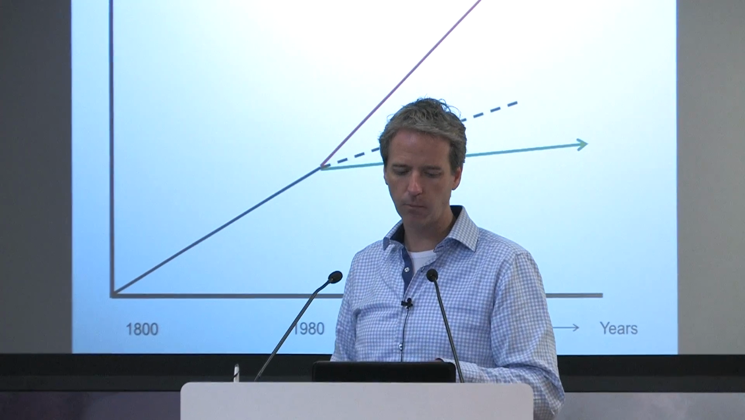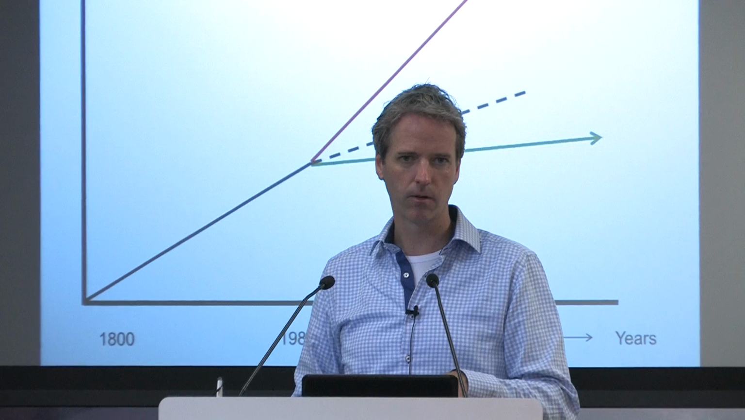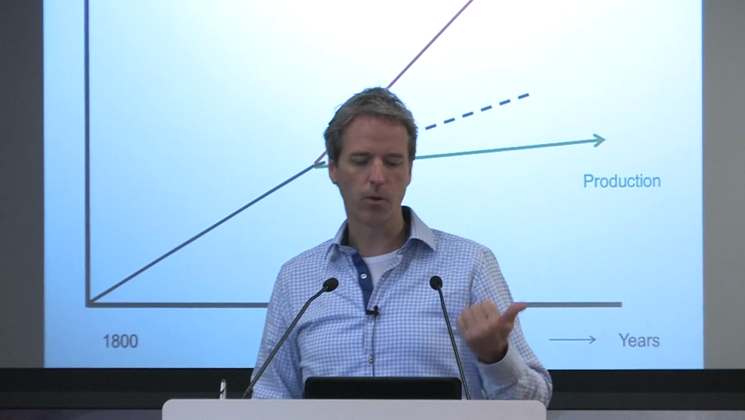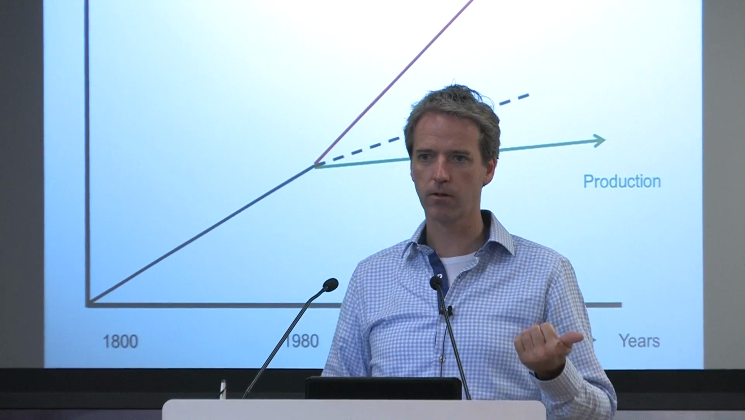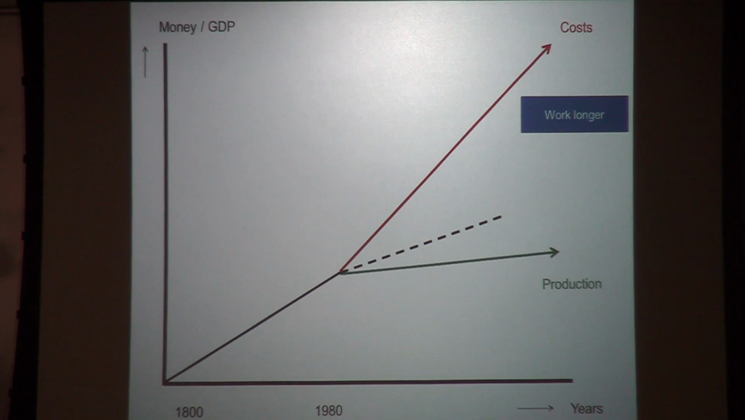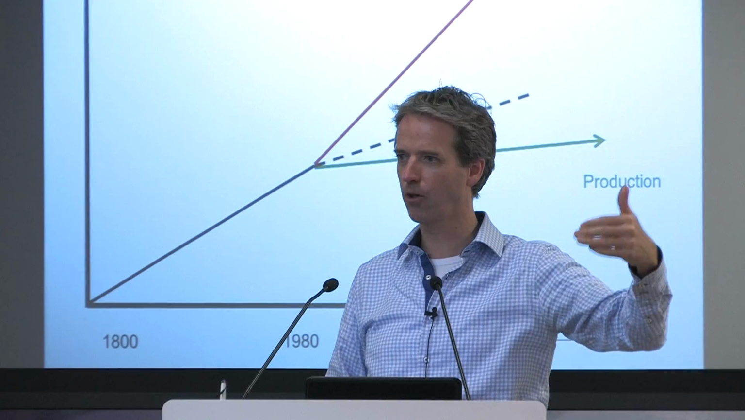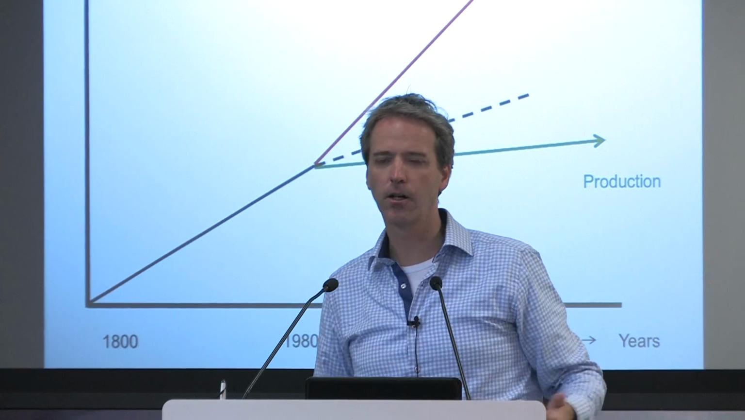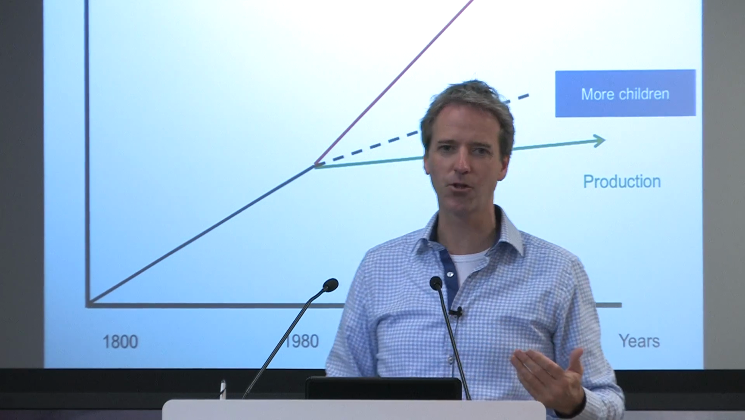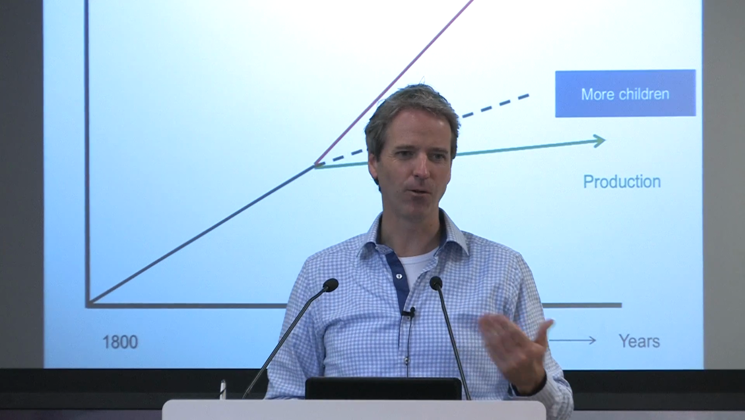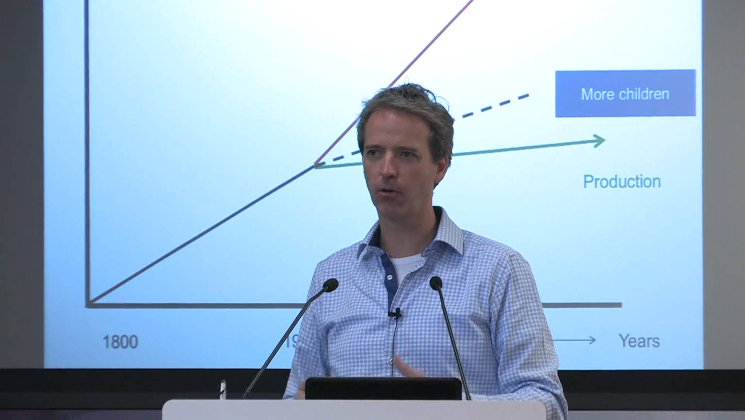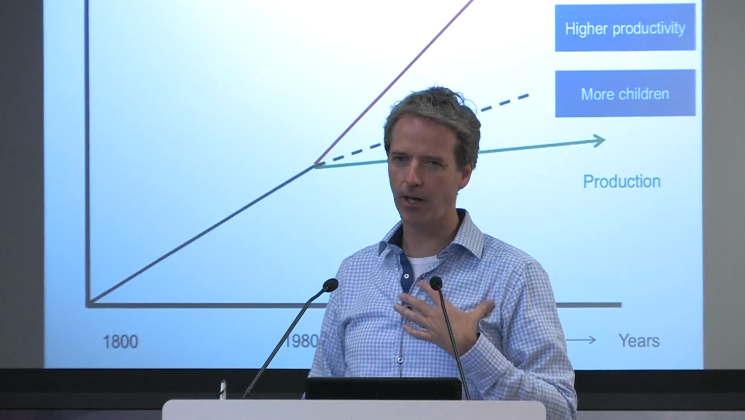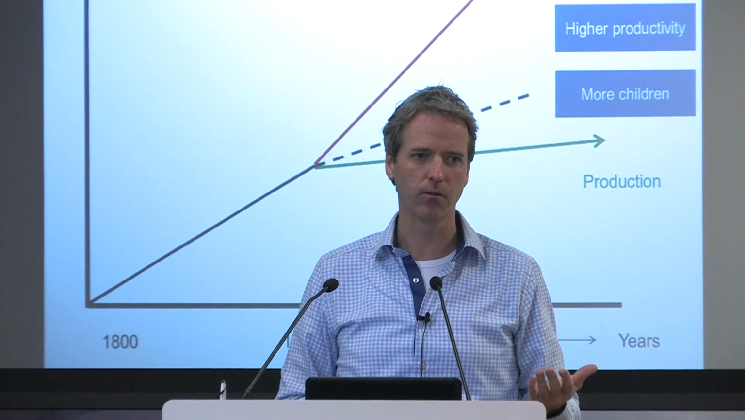So there are three possibilities to close this gap. The first one is work longer. That's what the government wants. 65, 67, 70, work longer. If you work longer, you produce more. The second solution is produce more children. If you produce more children, more people can work and produce. And the third option, as my option, is increased productivity.